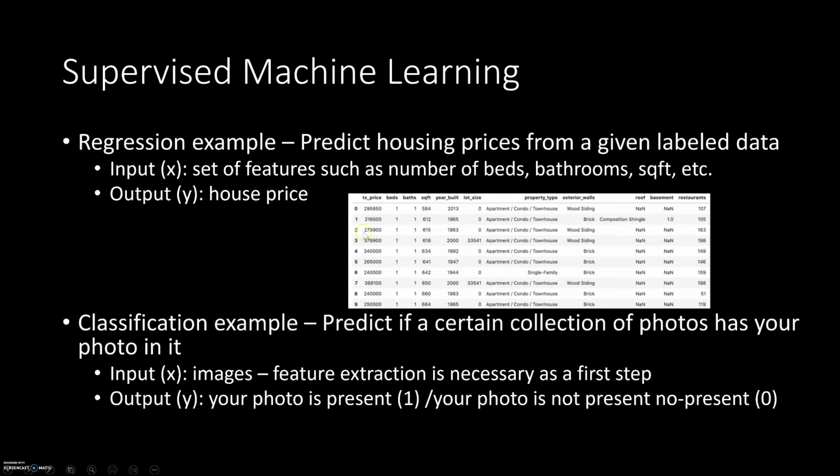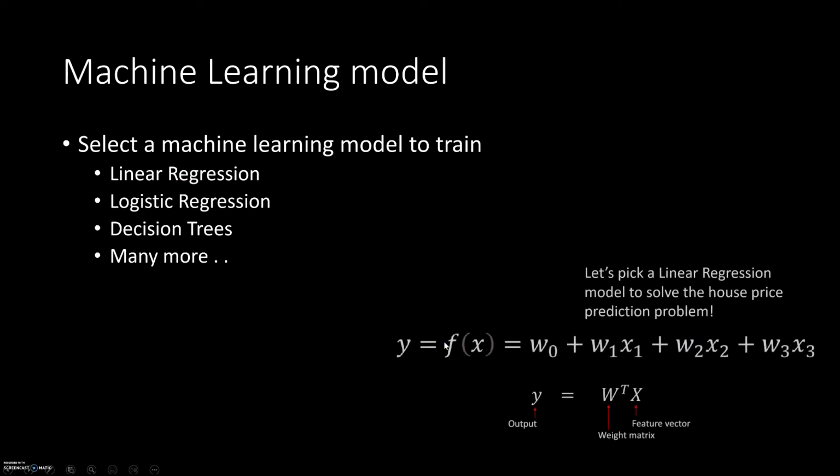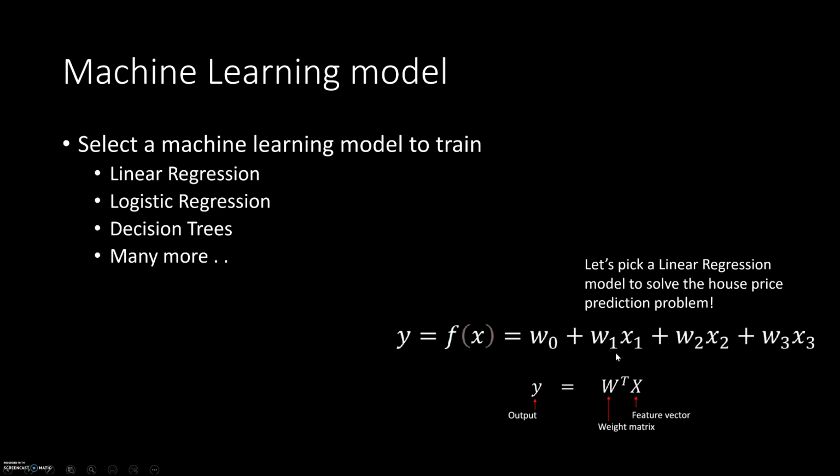So in order to learn the association between the output and the inputs, we want to train a machine learning model. So we have to first pick a machine learning model to train. There are several models available, for example, linear regression, logistic regression, decision trees, and several more. So once with some prior knowledge, we know which model we want to train, then we start the training. So for this lecture, let's pick a linear regression model to solve the house price prediction problem that we saw in the previous slide.